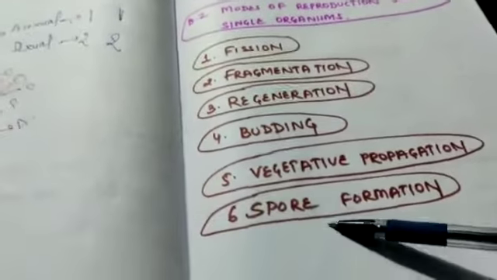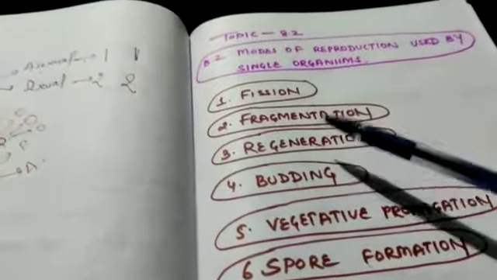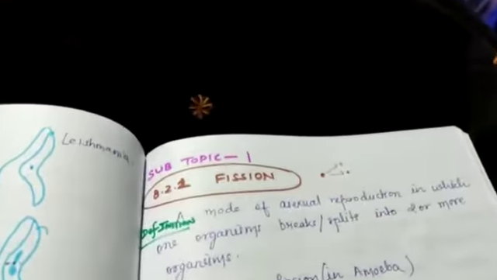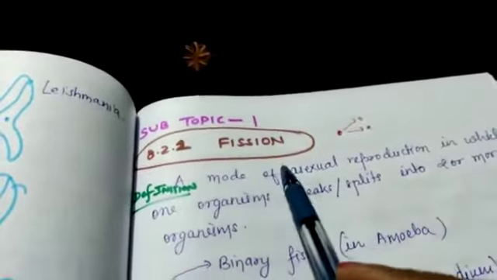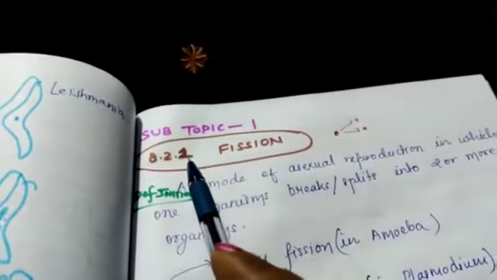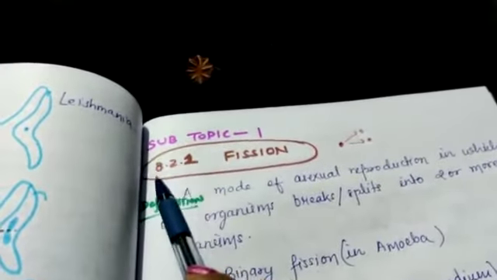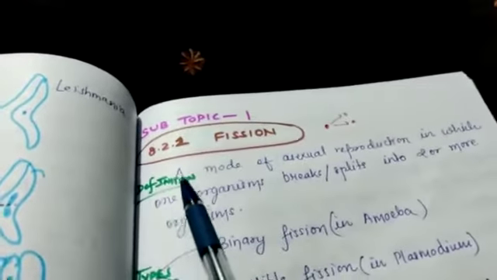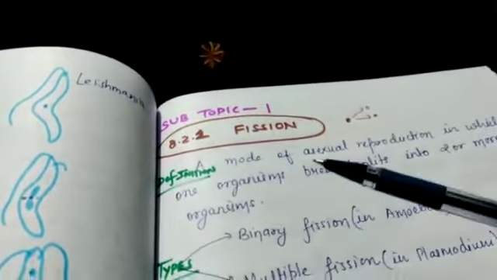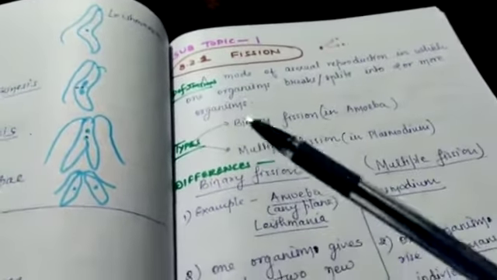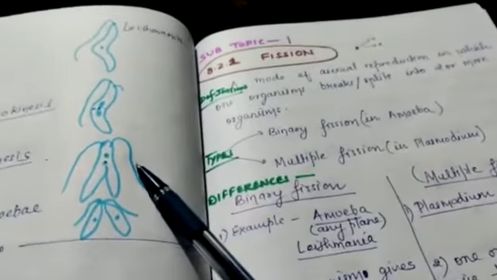So here total how many types are there? 6. Fission, fragmentation, regeneration, budding, vegetative propagation, spore formation. So one by one we will deal here. So number first subtopic is fission. This is 8.2.1, right? 8.2, 8 is the chapter, 2 is the topic and 1 is the subtopic, right? So first is about definition. In every case, for every type, what we have to do? Definition, then examples and then diagram, right?